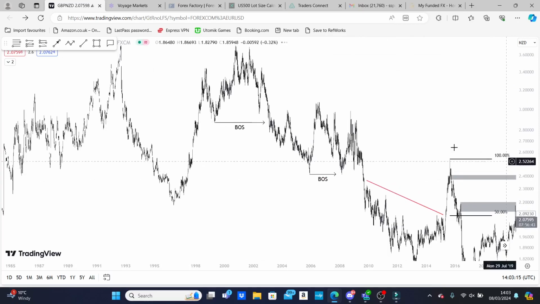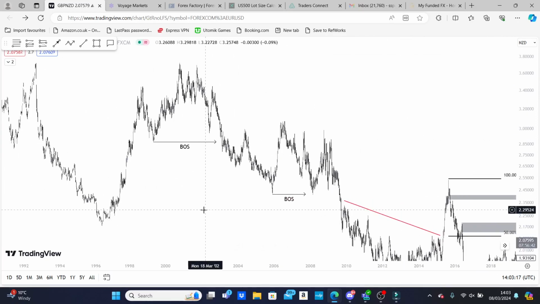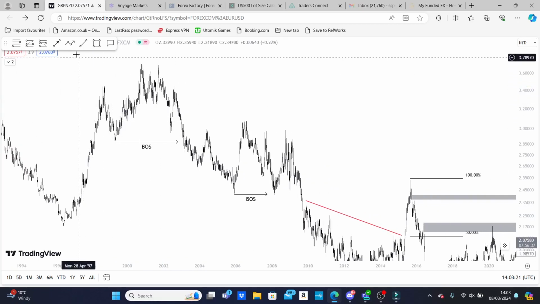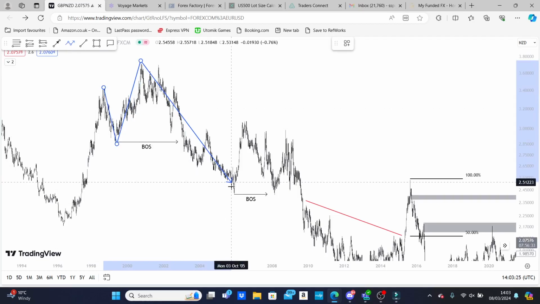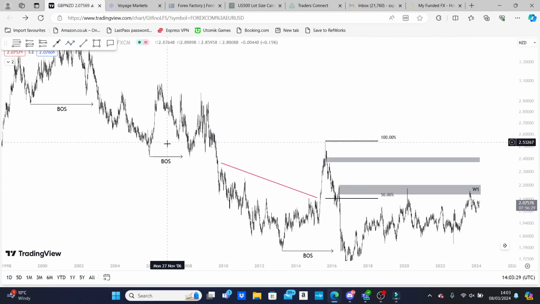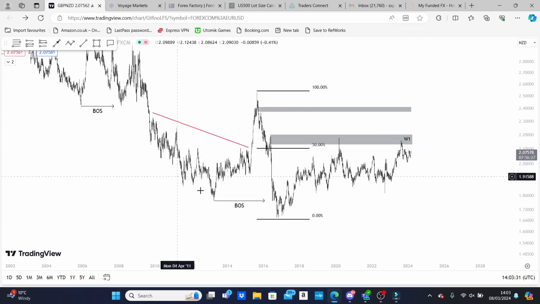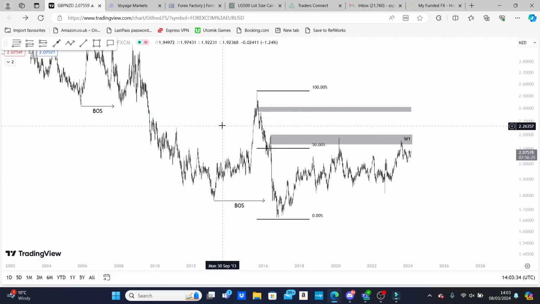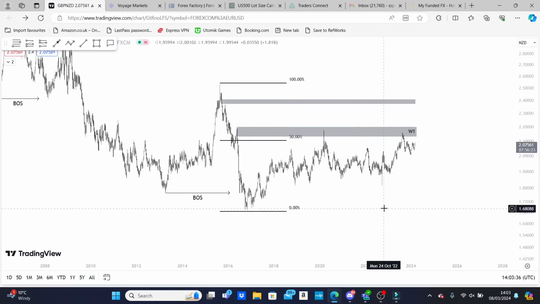So here we have structure that's broken to the downside. We're looking here all the way back from 1999 and 2000. We had a shift of market structure from a bullish trend to a bearish trend over here. So we've seen a shift in market structure here, and since then we've seen price break to the downside again and again. Now from here, it's important to understand where our current dealing range is.